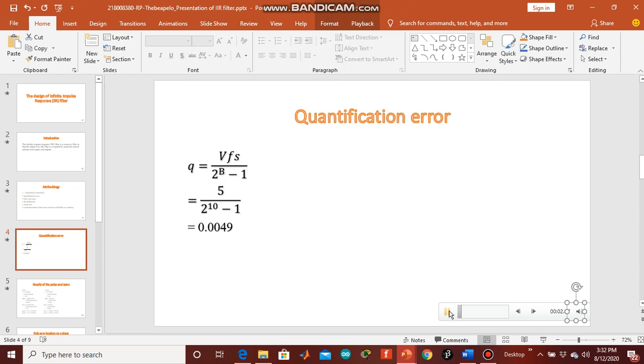Quantification error. For quantification error, our maximum voltage is 5 volts and we have looped our program to a value of 1024, which in this case is represented by 2 to the power of 10, where the 10 is our bit number. The value of quantification error we have calculated is 0.049, and this is our step size.